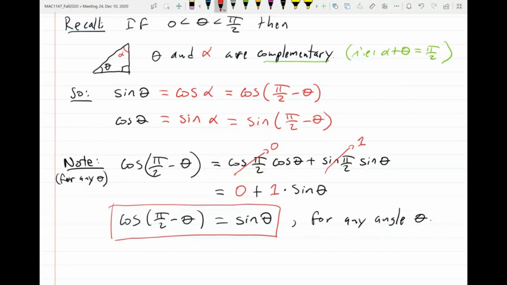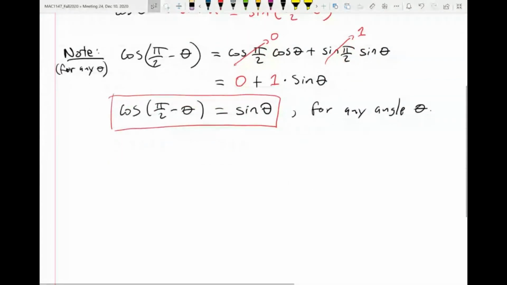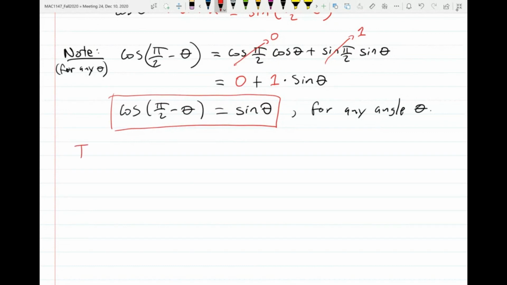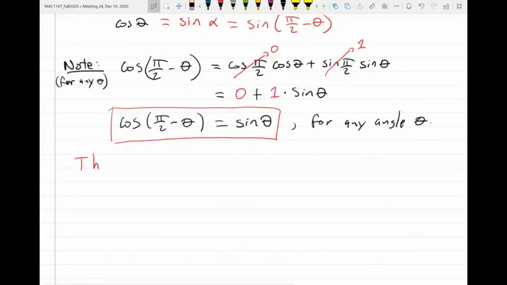All right. Well, the point is that the second relationship that we have also holds. Cosine of theta is also the same as sine of pi over 2 minus theta, and this is true for any angle. So these are called the co-function identities. Okay. So we just proved one. The proof of the other one, we first need to know what sine of pi over 2 minus theta is, which we're about to do.